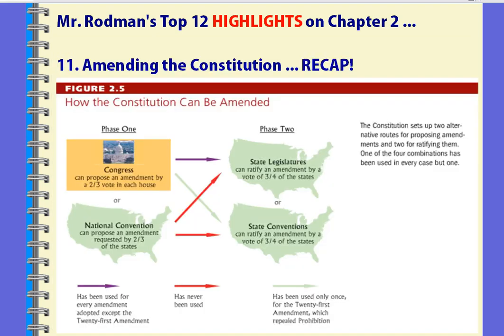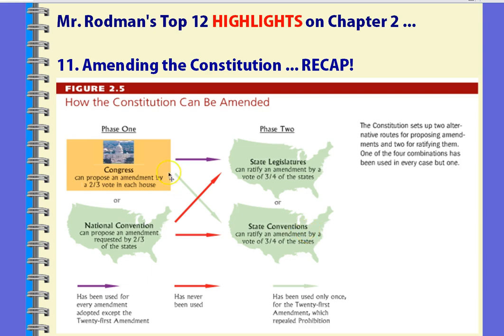We talked about this in class, but just to recap, how do we amend the Constitution? Remember, phase one is the national government. That's a two-thirds, two-thirds. So this column is two-thirds by either Congress or a national convention. And then phase two is 3/4. The states, either state legislatures or state conventions, need to approve it by 3/4 of those states.